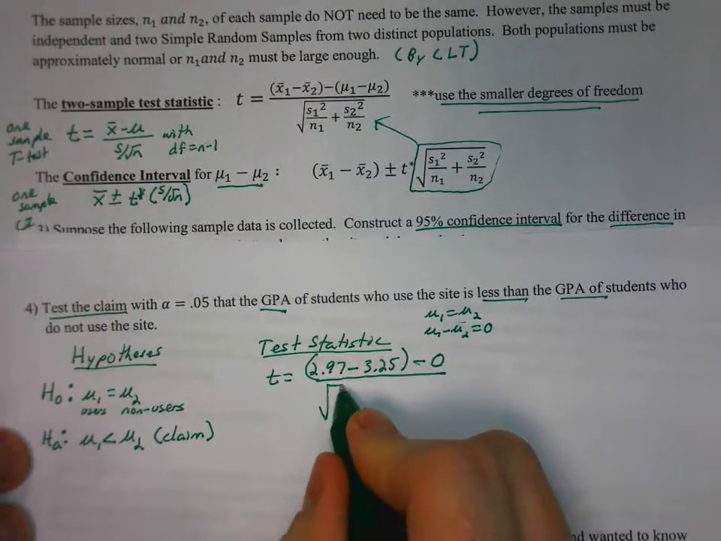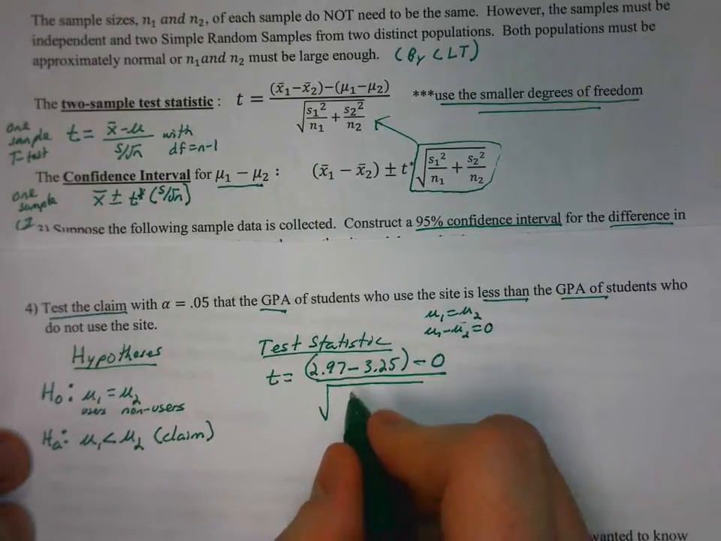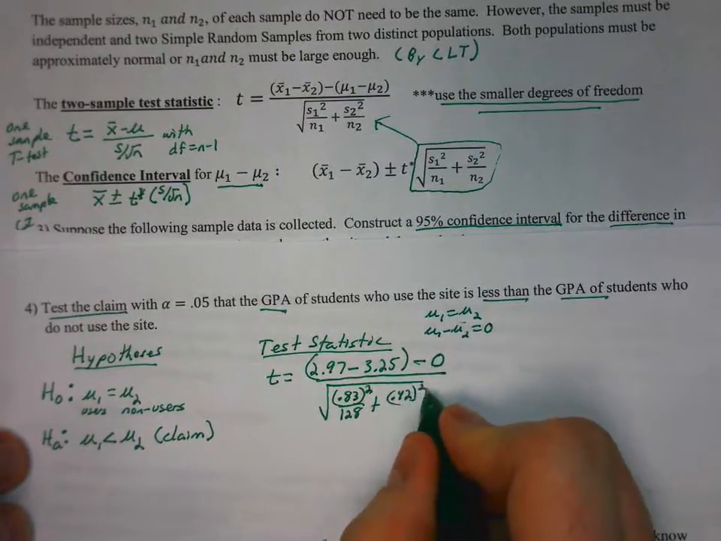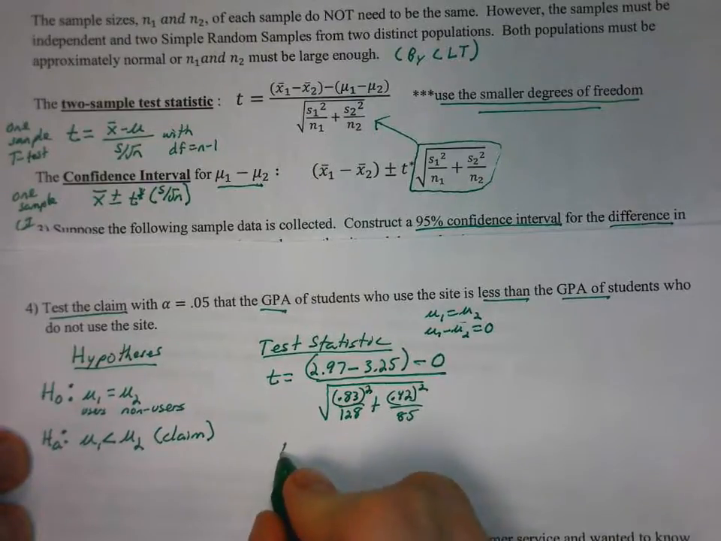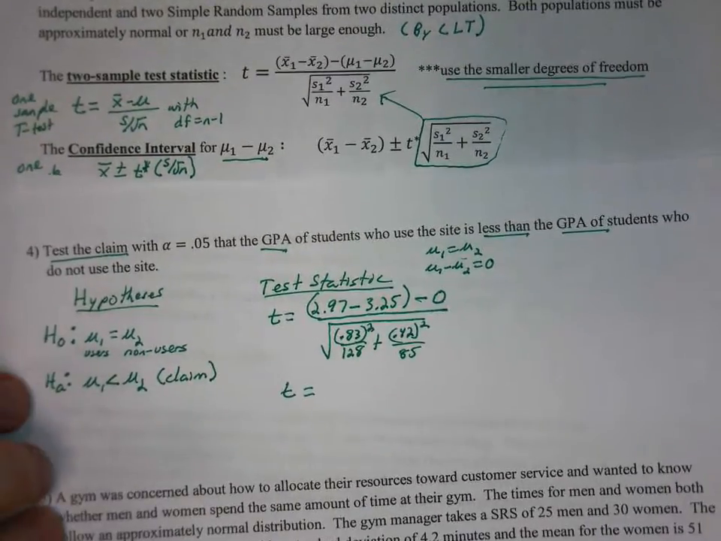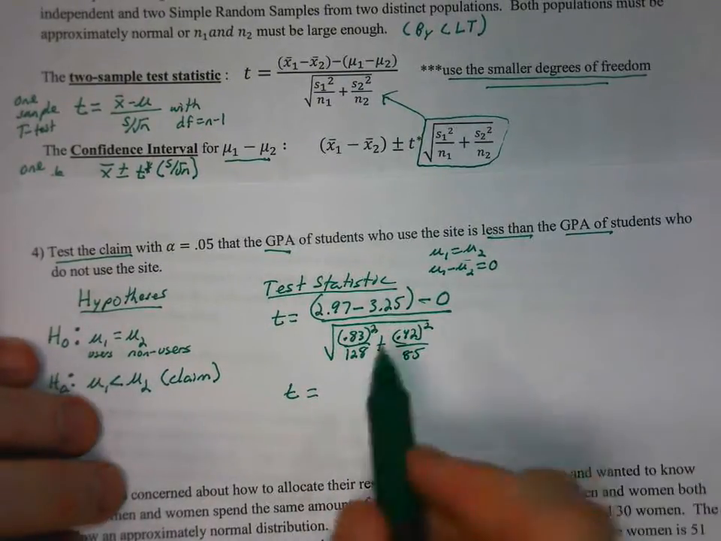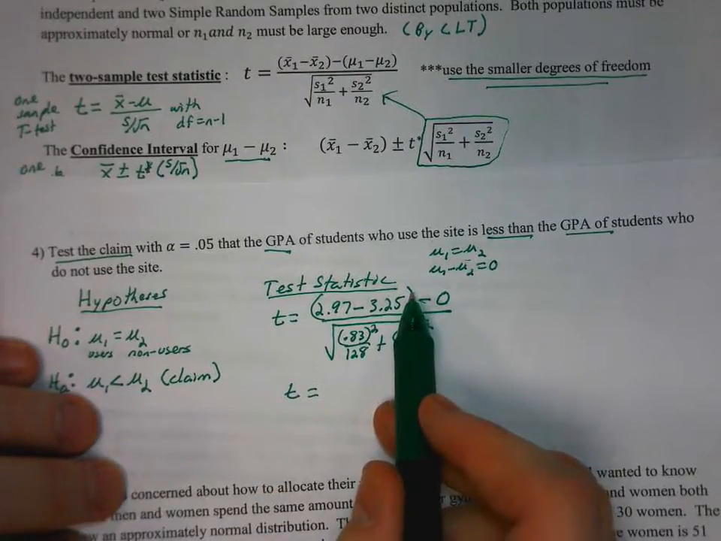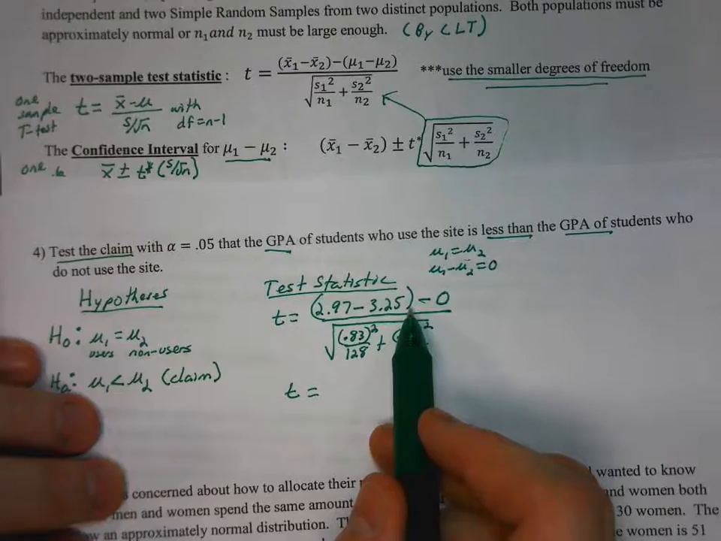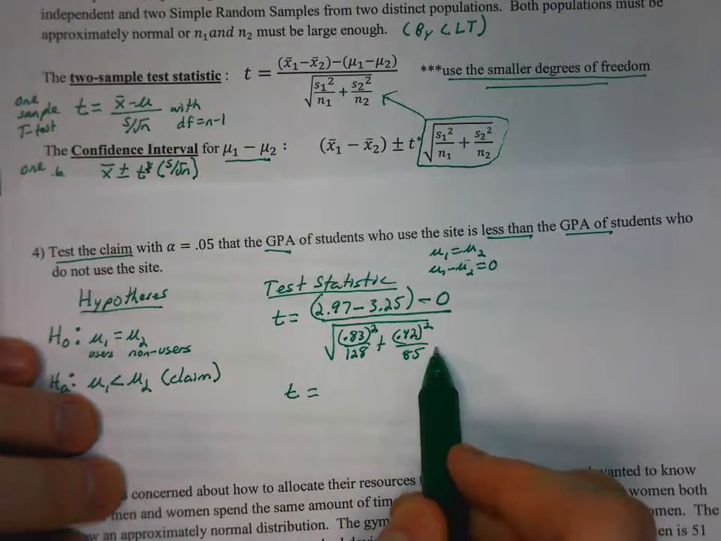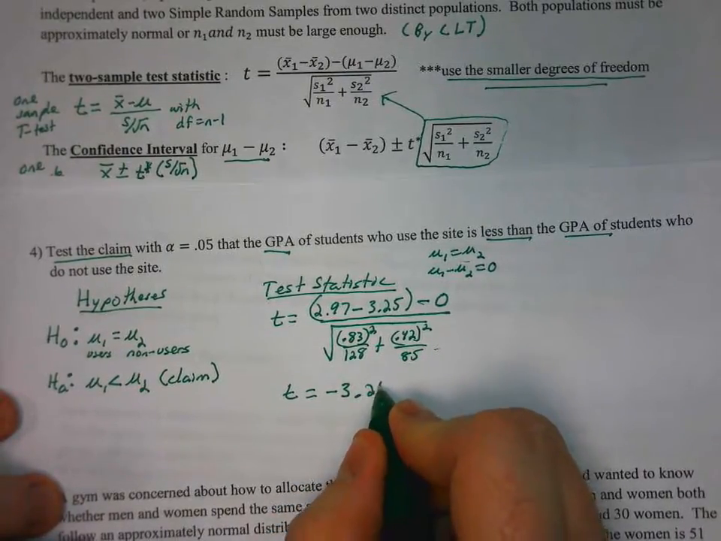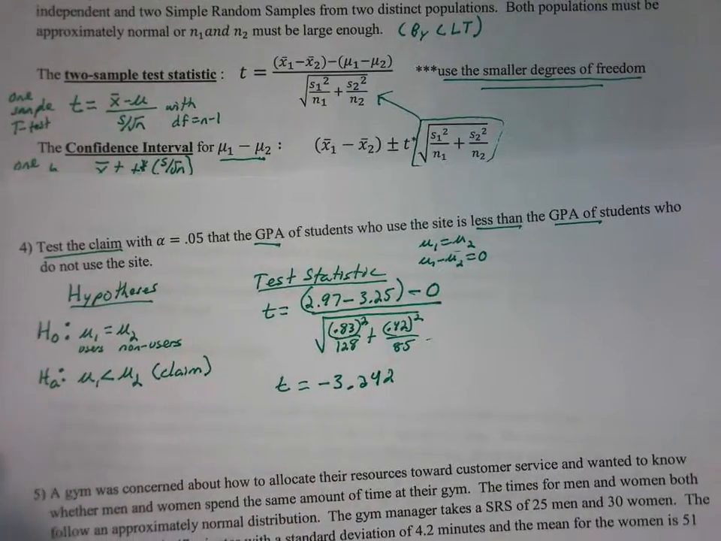and then divided by the square root of s1 squared over n1 plus s2 squared over n2. When you do that arithmetic, it's just calculator work. What I suggest is you do 2.97 minus 3.25 and put it in parentheses, because you have to make sure your order of operations is correct. Then divided by the whole square root, which you can enter in your calculator all at once. When you do all that, you end up with negative 3.242 for the test statistic t.